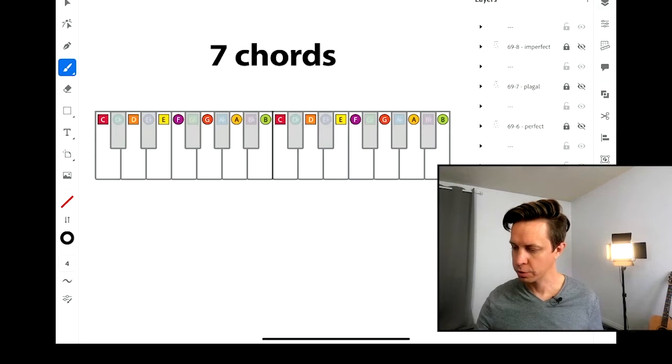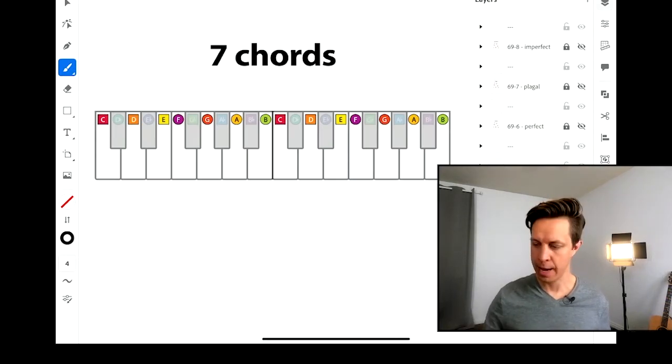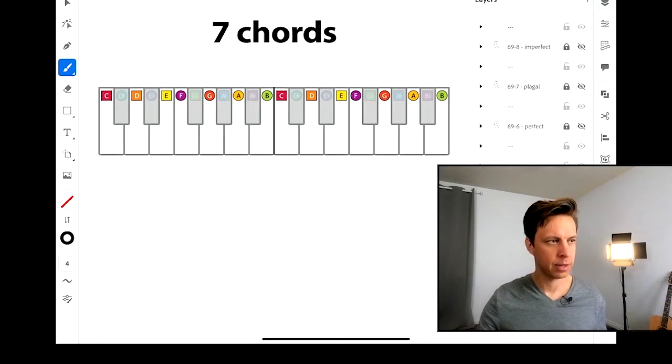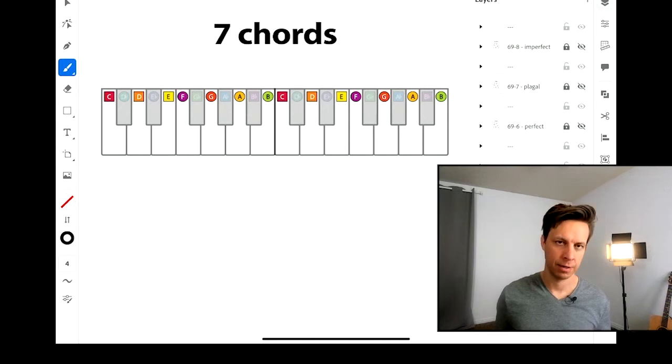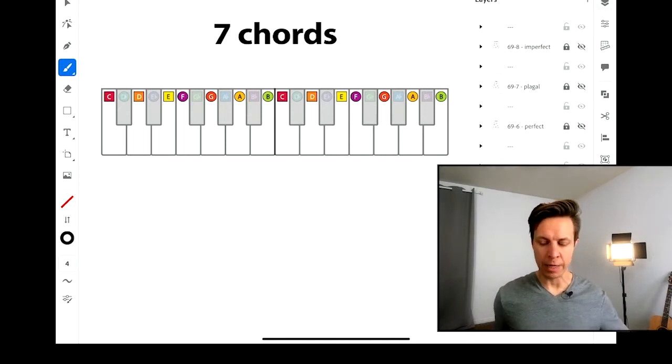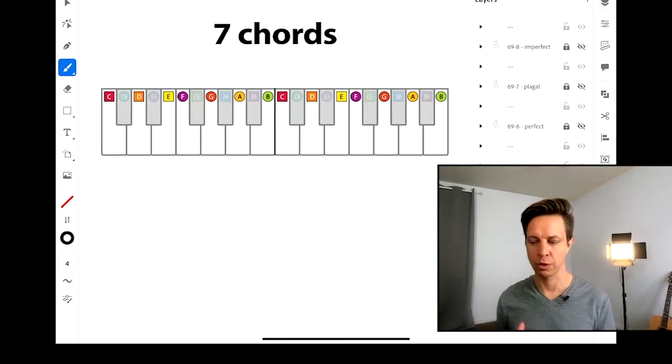To understand chords, let's look at the seven chords in, say, the key of C, C major or C Ionian. Those chords are C major, D minor, E minor, F major, G major, A minor, B diminished, and then back to C major.